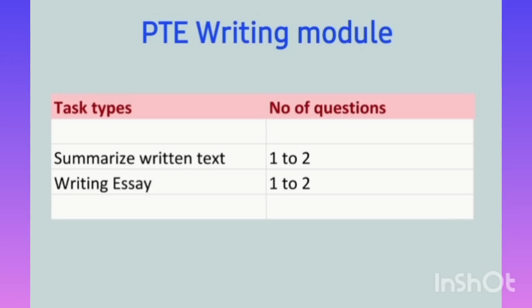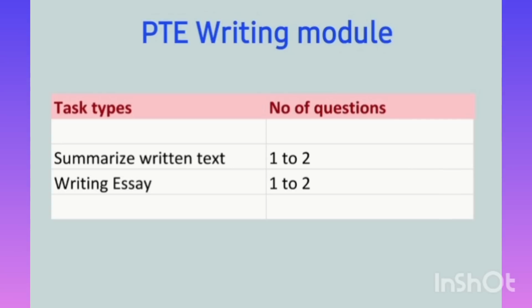Next, you have the writing module. So we are going line by line. First of all, they will ask speaking, then writing, then reading and then listening. Listening will be the last module in the exam and speaking will be the first module in the exam. So in the writing module, there will be 2 tasks in the exam. The 2 tasks are summarize written text and writing essay.